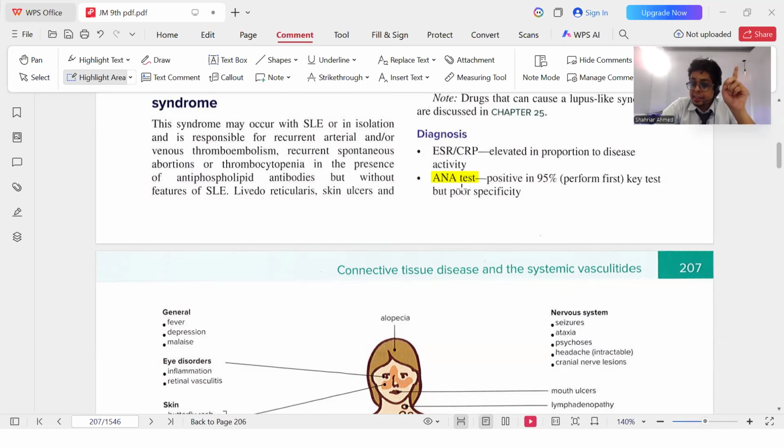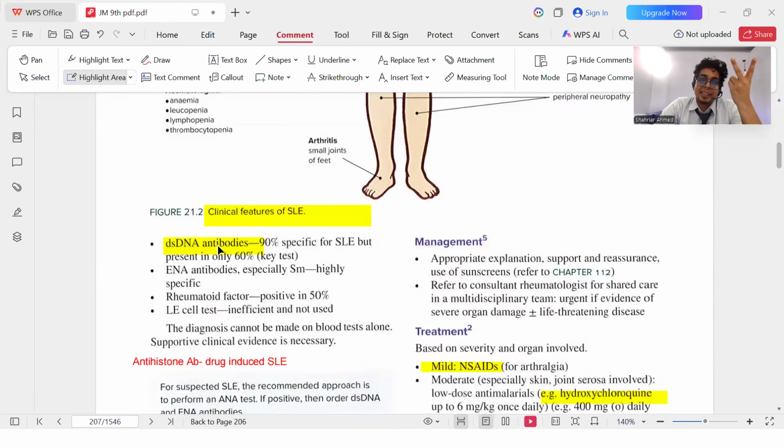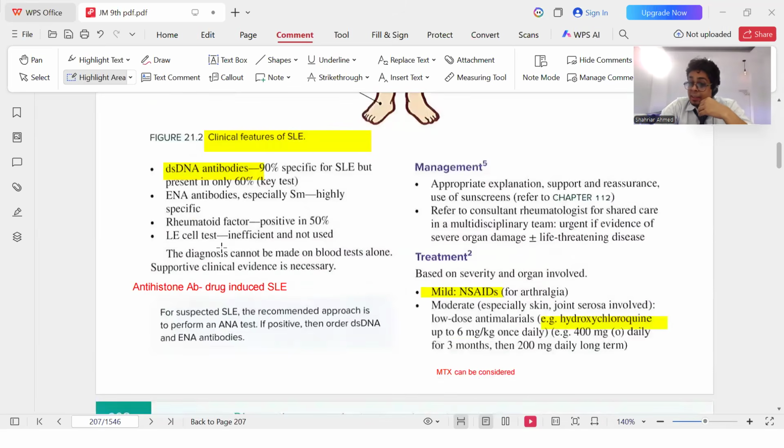Initial test, ANA. Confirmatory test, anti-dsDNA. Well done. Last but not least, is there any possible drug-induced SLE? You give drugs like hydralazine, isoniazid, procainamide, and SLE-like features appear. The answer: antihistone antibody.